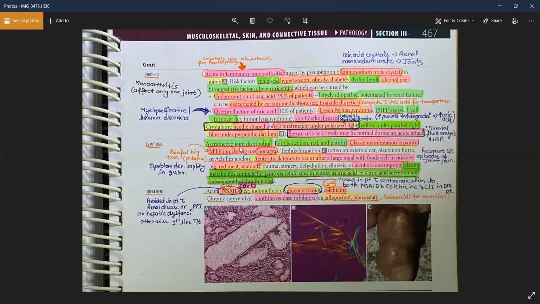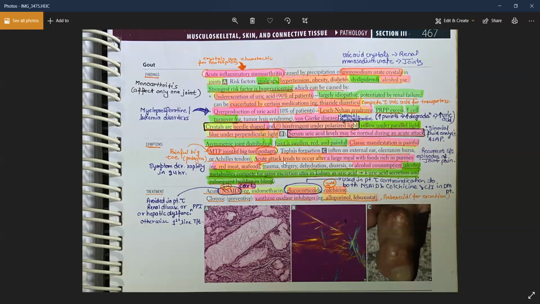Symptoms include asymmetric joint distribution. It will be an asymmetric acute onset of joint pain. A severe joint pain will be there. The joint will become very swollen, very red, and very painful. The classic manifestation is a painful MTP joint. Okay, and an acute attack generally happens after an aggravating factor.